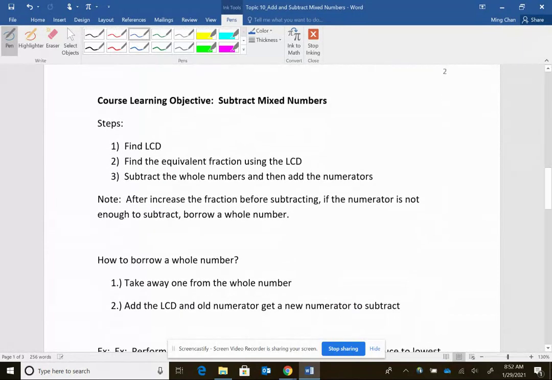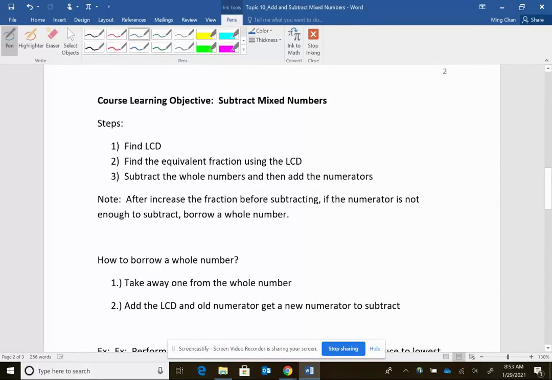Now, subtract mixed numbers. Subtracting mixed numbers is sometimes a little bit different than adding mixed numbers because there is borrowing involved. The first two steps are the same: find the LCD, then find the equivalent fractions using the LCD. Then we're going to subtract the whole numbers and then subtract the numerators.